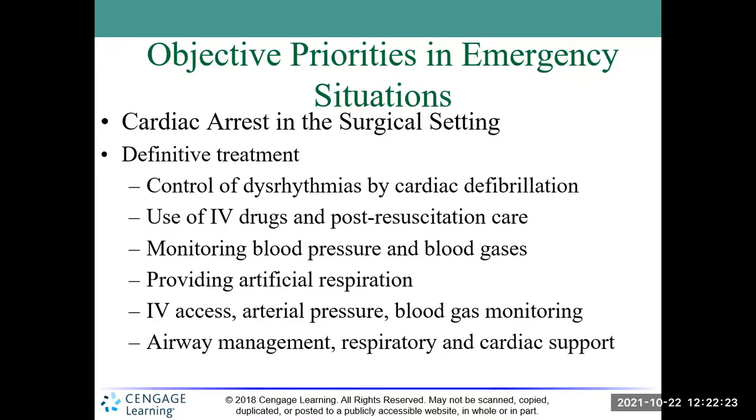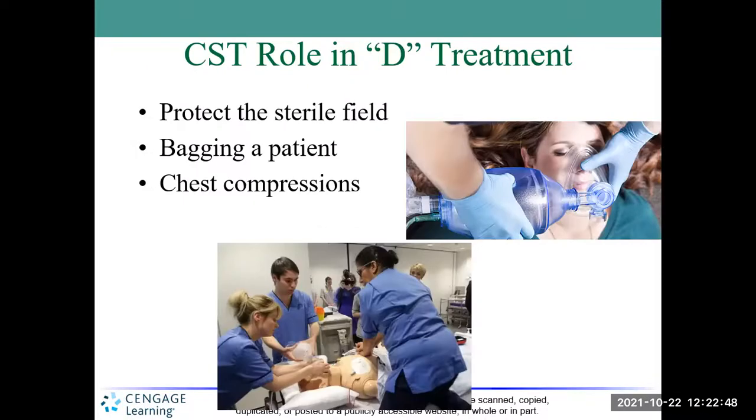Artificial respiration, so that's called bagging a patient, and I've got a picture of that for you in a moment, will be provided. And IV access is already done. Arterial pressure is easy to gain. And then, like I said, the blood gas monitoring, airway management, respiratory and cardiac support is all done much more easily in the surgical setting than away from that setting.